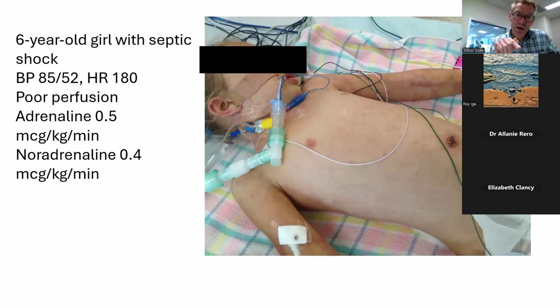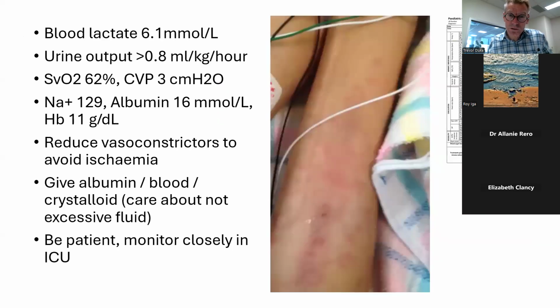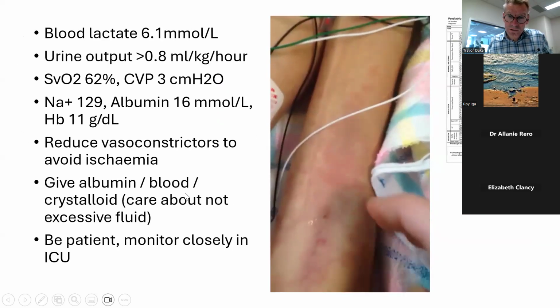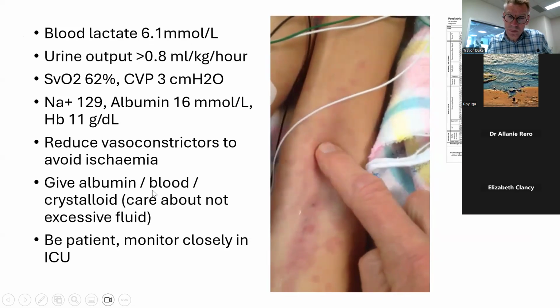And she came on adrenaline of 0.5 micrograms per kilogram per minute. She was transferred from another hospital on adrenaline of 0.5 micrograms per kilogram per minute and noradrenaline of 0.4 micrograms per kilogram per minute. And if you remember what I said before, the sort of upper limit that we'd normally give is like 0.2 of each, adrenaline or noradrenaline, or sometimes both. Sometimes you can go higher, but when you do go higher, that can lead to some problems. And it can also lead you to think that the patient's, this is her perfusion.